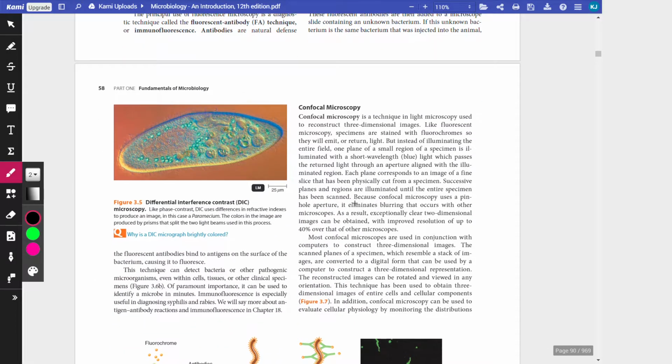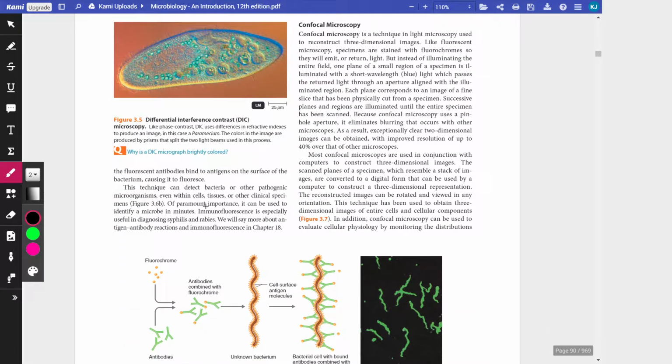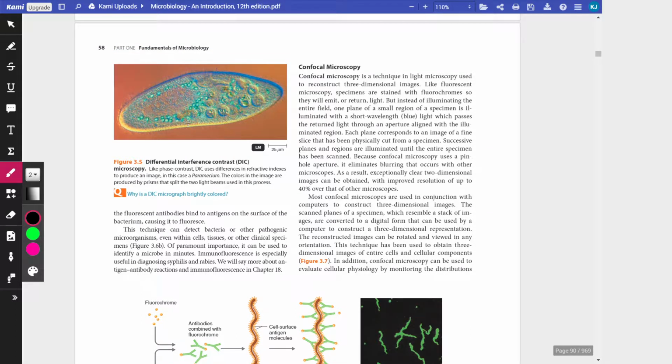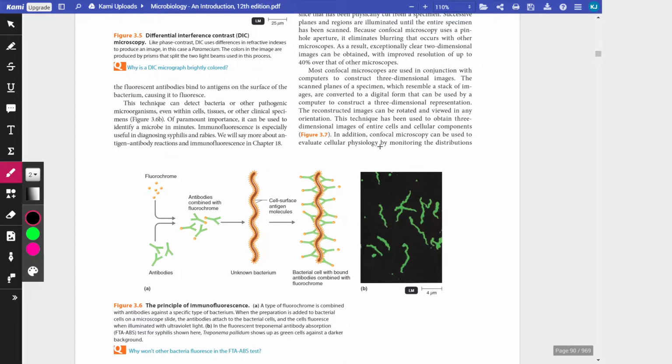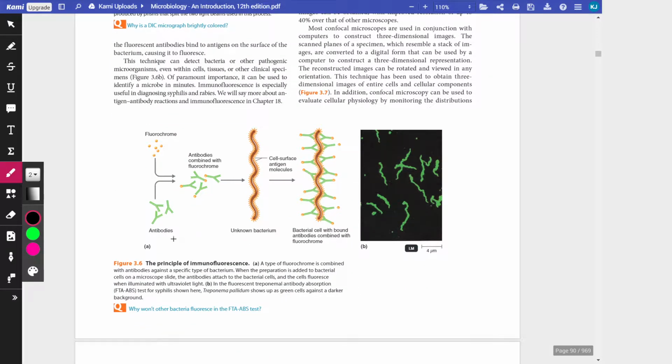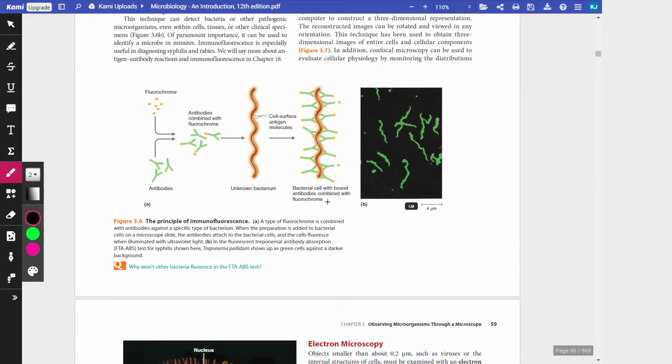Antibodies, fluorescence antibodies that help even better microscopes. Fluorescence helps you see even better. Microscopy, so specimens are stained with fluor. Three-dimensional images, yes. So you can see your antibodies in the bacterium and how they react.